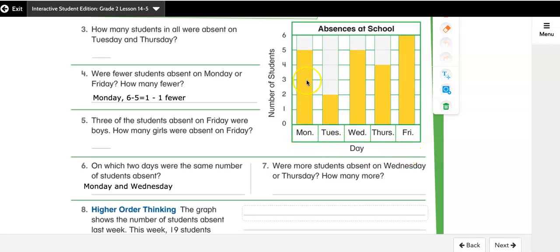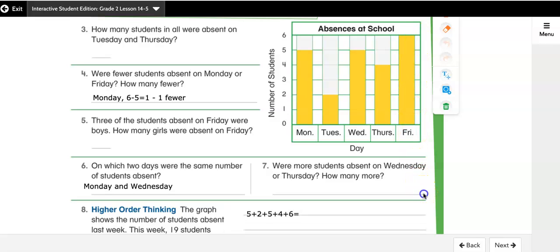So I need to look up here, and I see that Monday had 5 absences, so I'm going to say 5 plus Tuesday there was 2 absences. Wednesday there was 5 absences. Thursday there was 4 absences. And then Friday there were 6 absences. And now I need to solve.